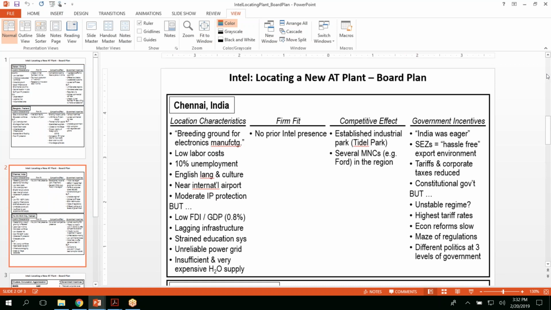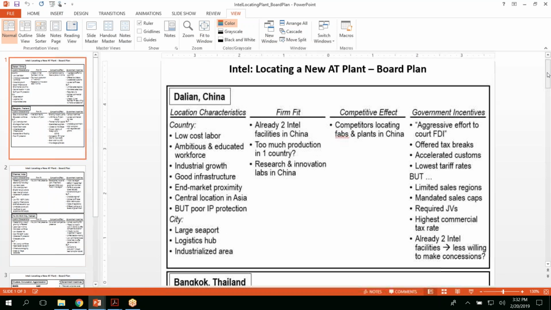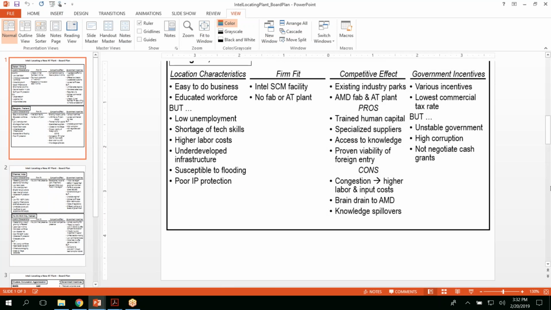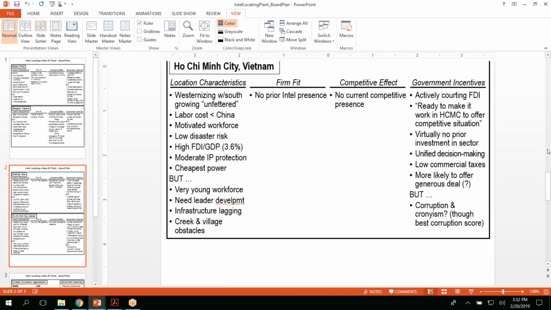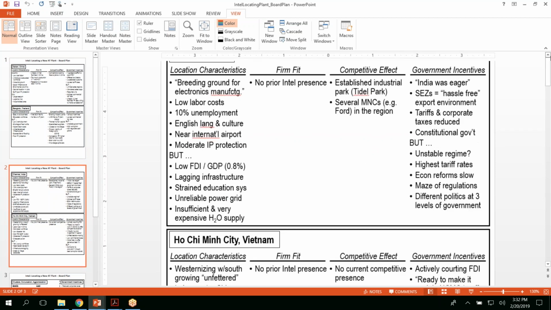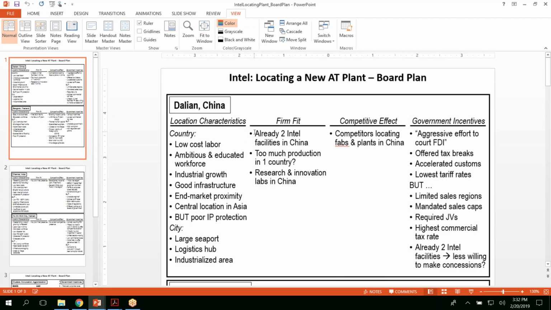So what I've done is I have a board for Dalian, China, a board for Bangkok, Thailand, then a board for India, and a board for Ho Chi Minh City, Vietnam, and then I have an extra board I'll talk about in a second. I would go in and preset my board. I would write Dalian, China, because the individual location matters, not just the country. I'd put China up there and then put location characteristics, firm fit, competitive effect, government incentives across the top of the board.